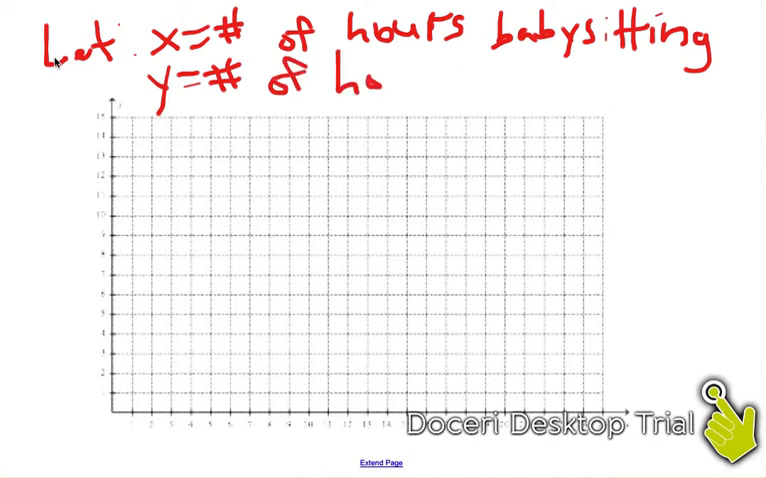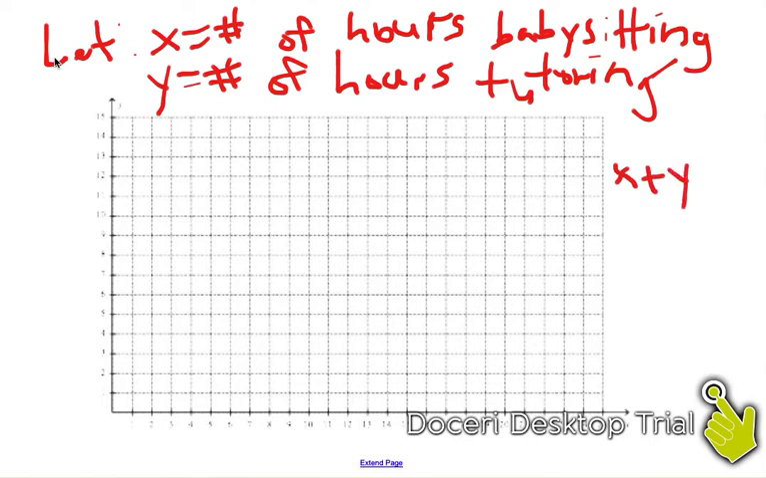Okay, so now we've created that. Now we can create the inequalities out of that. So we know a couple things. He can work a maximum of 15 hours. So that means if you combine x and y, the most he can work is 15. So remember, we talked about the word maximum goes with less than or equal to. So that's one inequality. x plus y is less than or equal to 15.